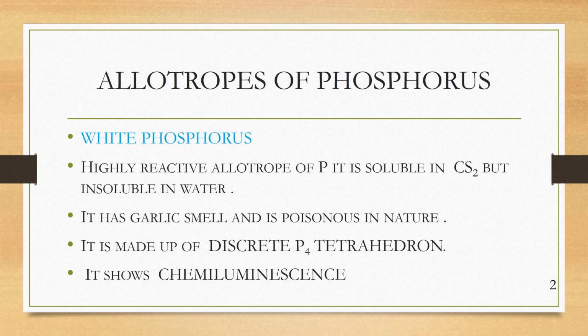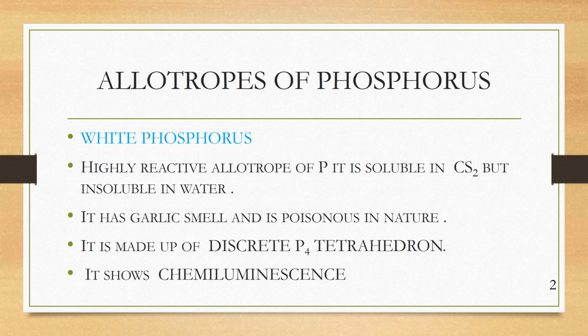Coming to white phosphorus, it is otherwise referred to as yellow phosphorus. It is the most reactive among the different allotropes. Why it becomes reactive is due to its peculiar structure. We'll come to it later. First, you find that due to the high reactivity of phosphorus, it is always stored under water. It is highly soluble in carbon disulfide but never soluble in water. Due to this reason, it is always stored under water.